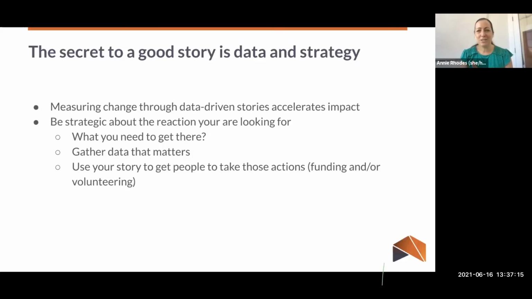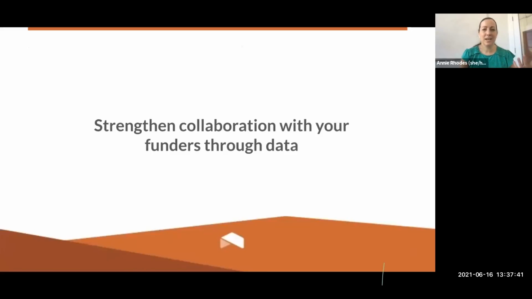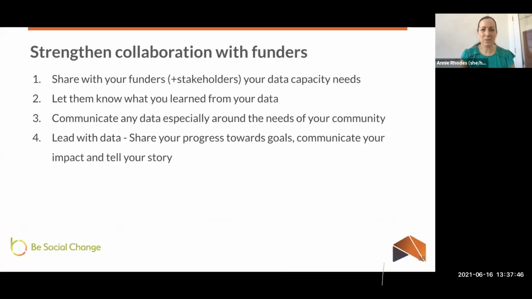And the secret to a good story is data and strategy. So making sure you're measuring your change through those data-driven stories. Be strategic about what you're looking for. What do you need to get there? Gather the data that matters, and use the story to get people to take action, whether that's volunteering, whether that's donating, whether that's participating on your board.